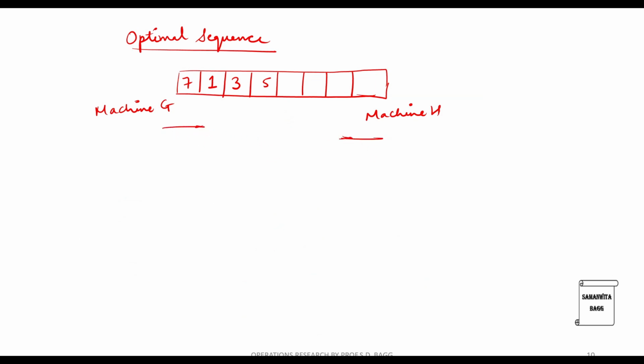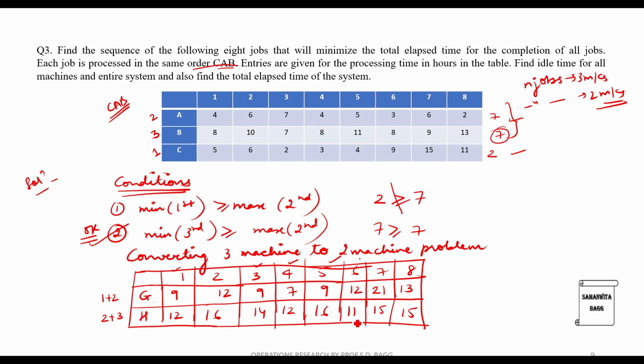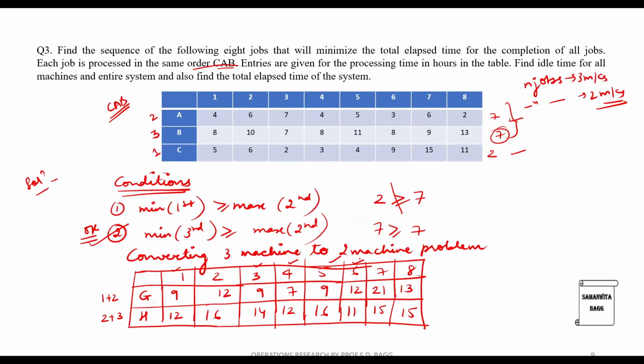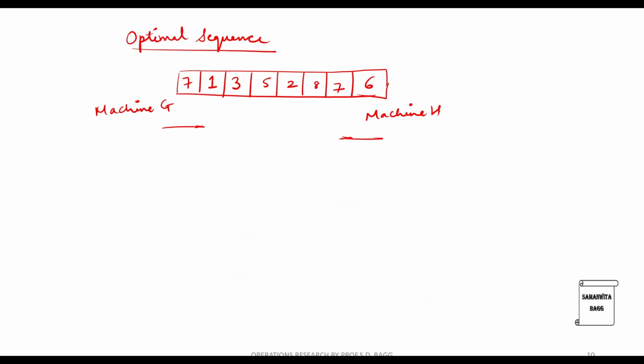I'm writing this way. So once this is done, next minimum value is at 6. This is 11. So this value is corresponding to job 6 and towards H. So I'll write here 6. Now 6 is also done. Then the next minimum value is 12. You can see here at 2. So this value of 2 will be written here. This is also done. Now what is left is 7 and 8. Here minimum is 13, 8 and then 7. This is the optimal sequence. This is 4, not 7.